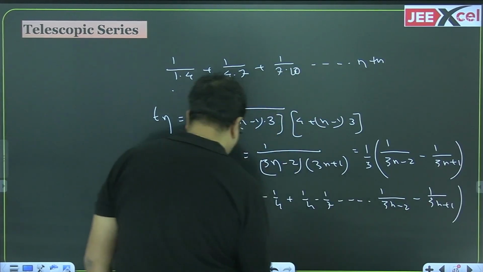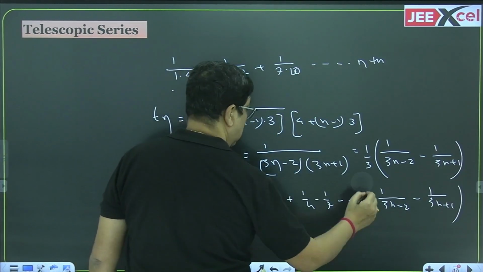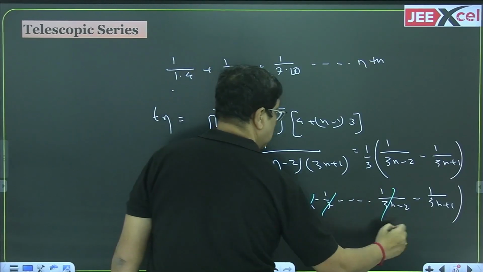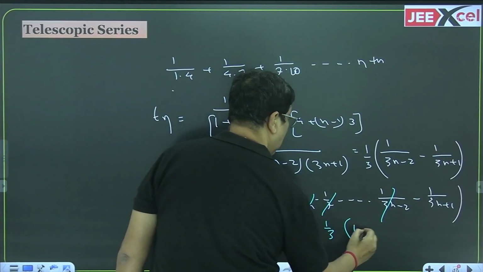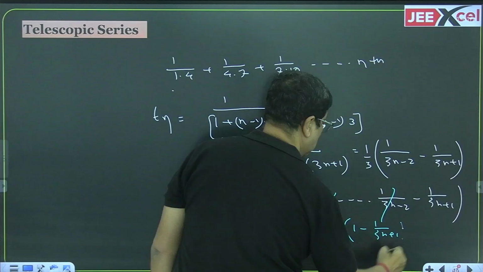Now, if we calculate, we are seeing that all terms are cancelled with the preceding terms, and the first term and last term remain: 1 minus 1 by 3n plus 1. Now do a little calculation yourself.